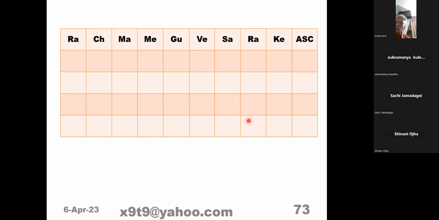Ravi, Chandra, Kuja, Buddha, Guru, Shukra, Shani, Rahu, Ketu, Lagna. Write headings like that. So here he has given, you fill up Ravi is in which star and which nakshatra. So second line, you write the name of the star in which Ravi is there.